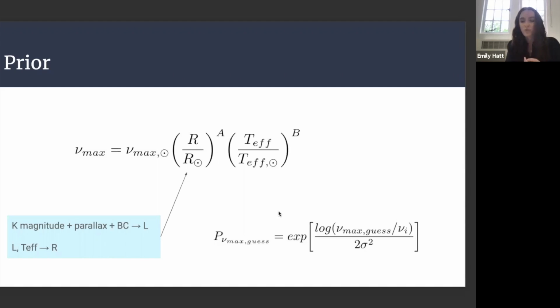We select just a log normal prior, and it's fairly wide. I believe the width is 0.5 dex at the moment. Essentially, it's just to cut out those high frequency issues. So that takes you to the end of the power access module, and that's how it functions.